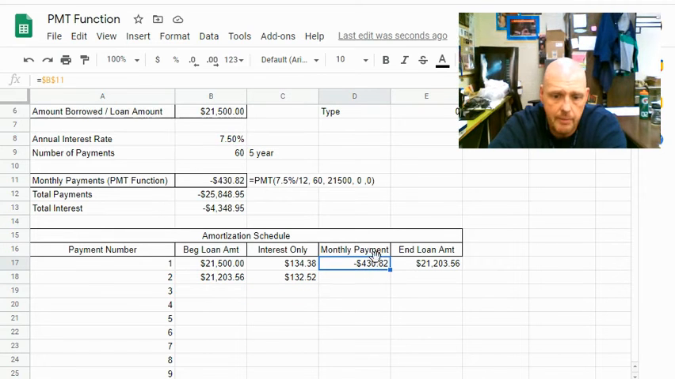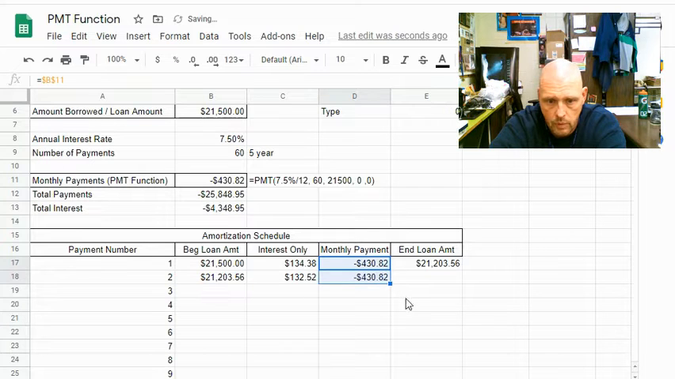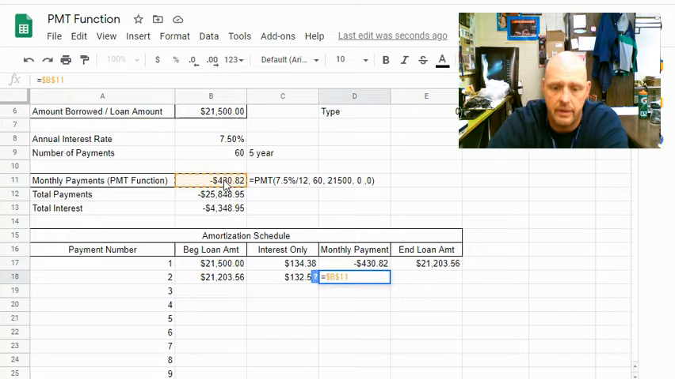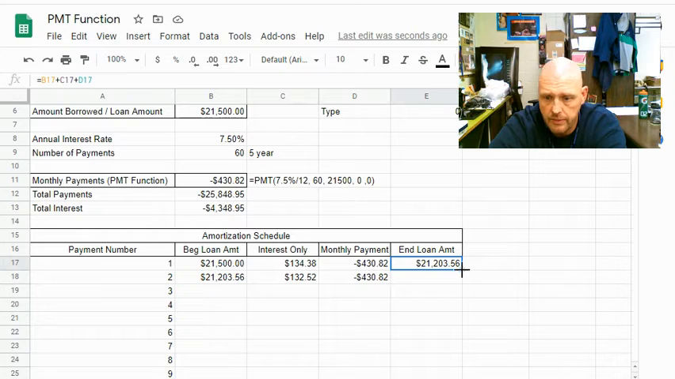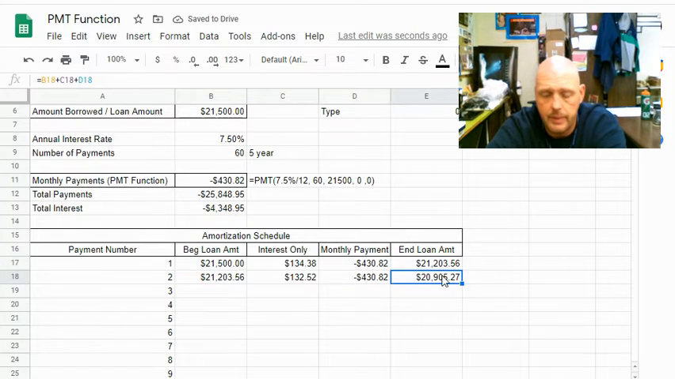Now I'm going to fill handle my monthly payment. Should that number be the same, different, bigger, or smaller? Well, hopefully it makes sense that I'm making 60 equal payments of this same $430.82. So I hope that number should stay the same. Fill handle this one on down, and it makes sense that my bill got about $300 less expensive by the time I was done.